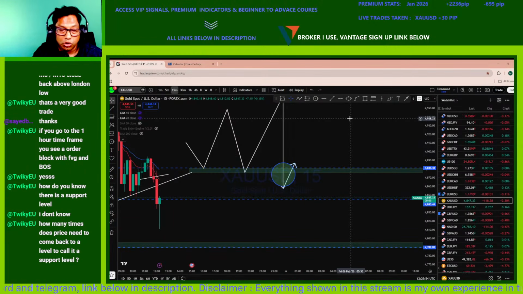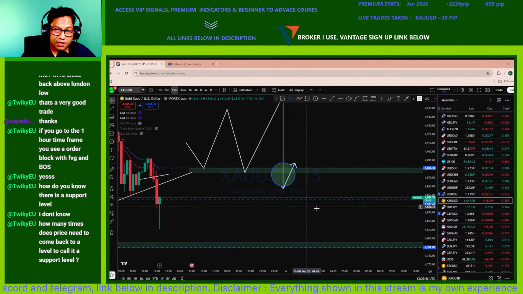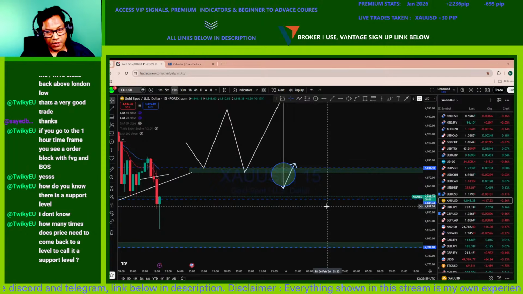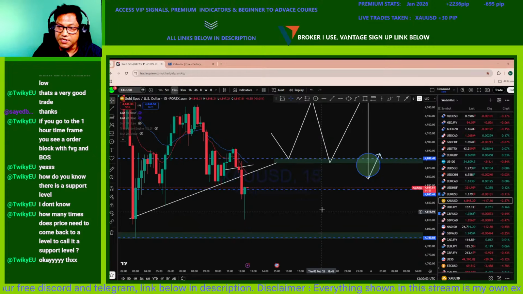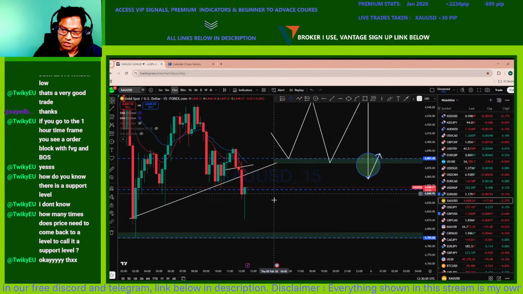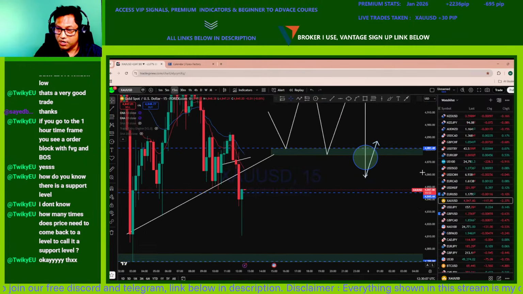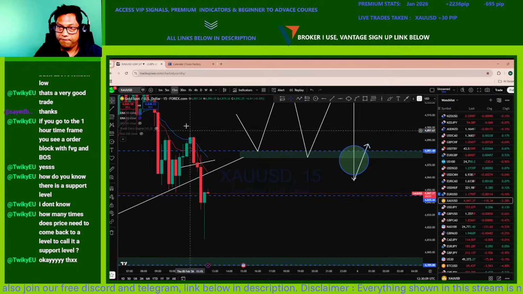Now there are rules also for understanding the false breakout. How do you understand the false breakout? We'll be discussing that shortly. Now in the meantime, we can see there is a rejection of this lower time frame level here.